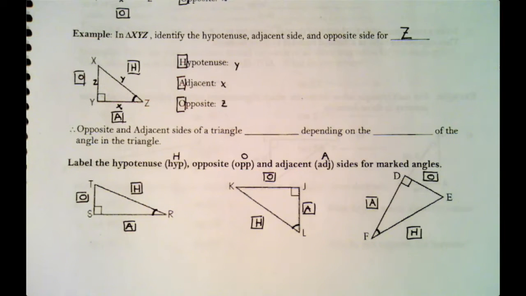So it's important that we be able to label a triangle because all the rest of the trigonometry work that we're going to do going forward is going to involve the H, A, and O sides. Let's flip it over and talk about three important ratios.